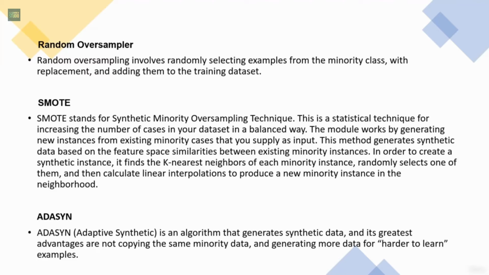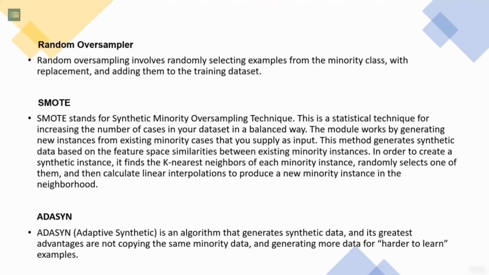These are the three techniques which you can see on the screen. These are the techniques that we are going to use for oversampling. One is random oversampler. This involves randomly selecting samples from the minority class with replacement and adding them to the training dataset. Here the minority class is basically the fraud transactions, which are very few in number in our dataset.